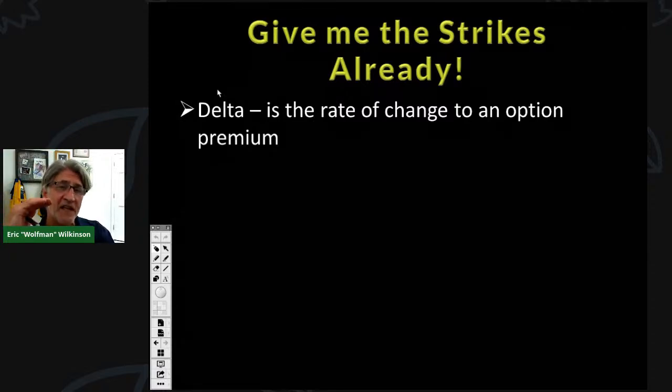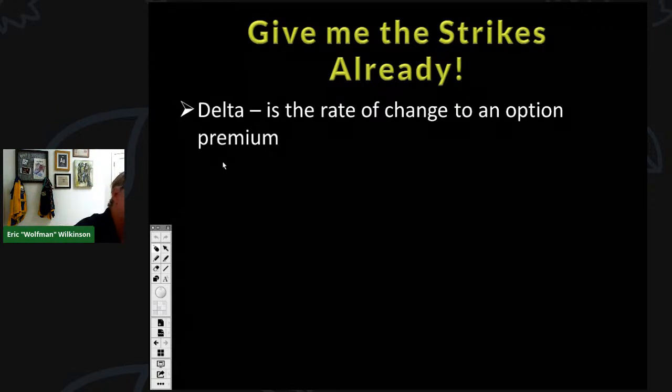So if I have a 50 delta call and the underlying increases by $1, how much does my premium go up by if my delta is 50? Right? If my delta is 50 and the underlying increases by $1, how much does my call increase by, that 50 delta call? 50 cents, that's right. So it's half of that. All right.